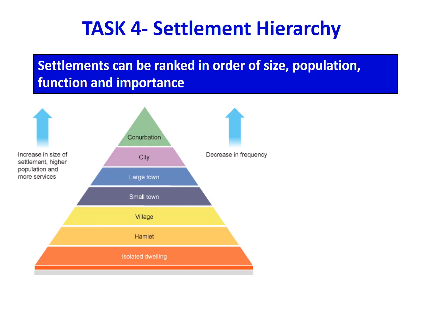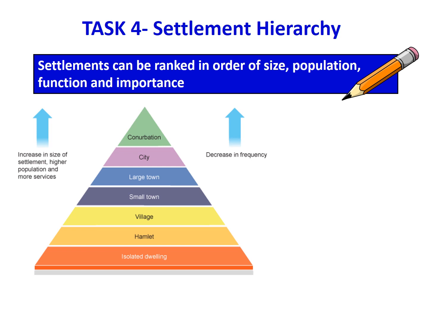Now task number 4, settlement hierarchy. Now settlements can be ranked in order of size, population, function and importance. What you're looking to do here is to note down what the settlement hierarchy is. So settlements can be ranked in order of size, population, function and importance, and you're looking to draw this triangle, the settlement hierarchy, in your jotter.